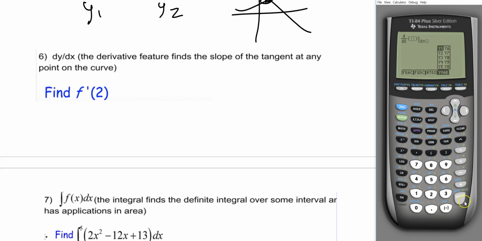So y1 was our parabola. Then we want it at 2. I should get -4. Same answer. Right, so that's a little trick to not having to retype if you want to do derivative or integration. You press alpha F4 and you get your value back.